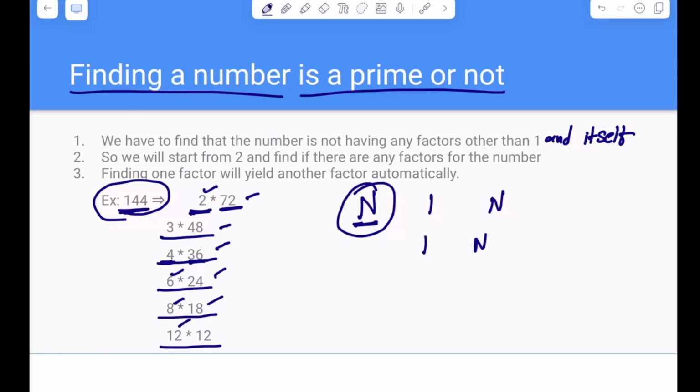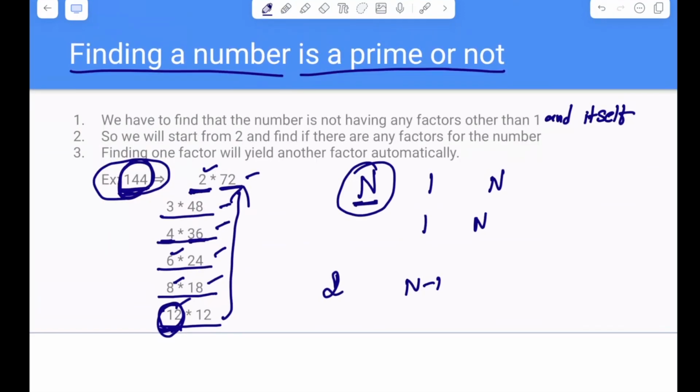See, while finding the factors, we need not try from 2 to n minus 1. For this 144, we have tried only till 12. After that, the factors will be repeated. So, given a number n, we have to try till the square root of n, that is, 2 to square root of n. Convert this square root of n into an integer, and till that number you can try. If you are not able to find any factor between 2 and square root of n, then you can say that the number is a prime number.